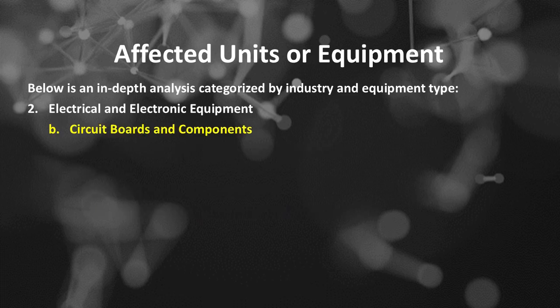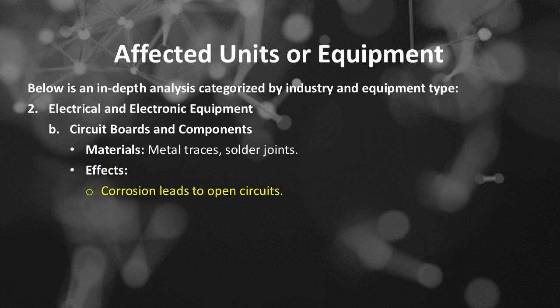Number B of electrical and electronic equipment is circuit boards and components. Materials: metal traces, solder joints. Effects: corrosion leads to open circuits. Short circuits and failure of electronic systems.